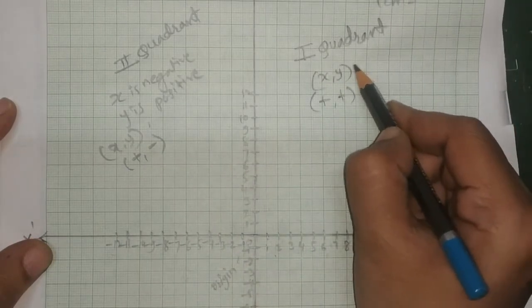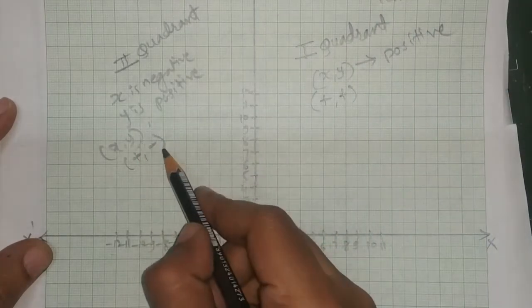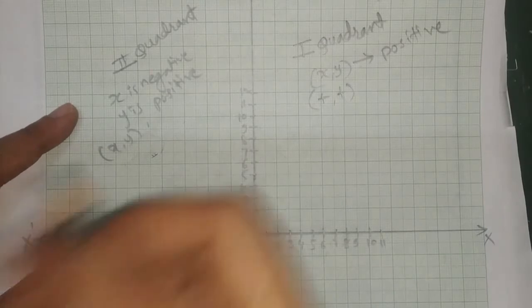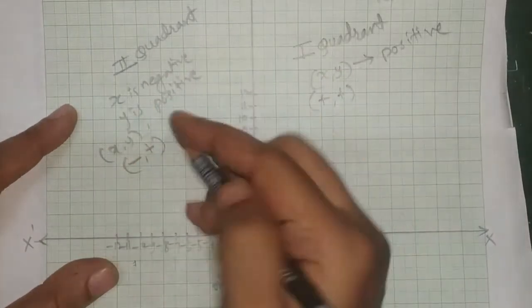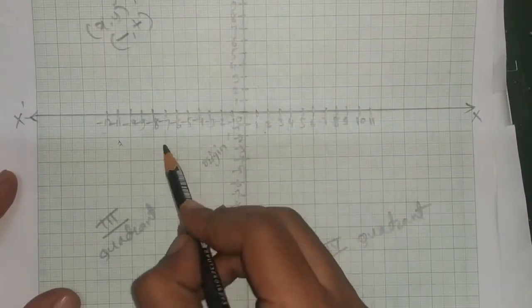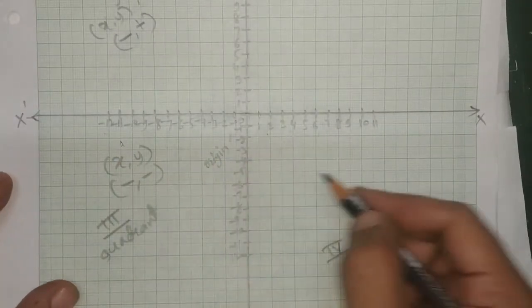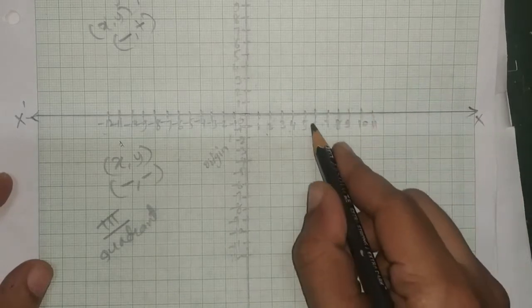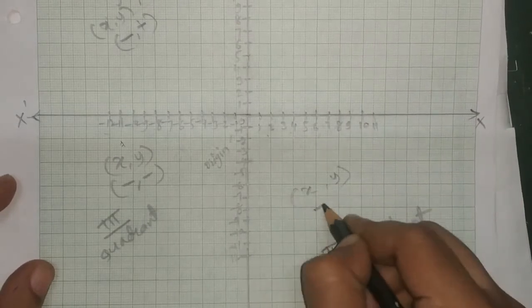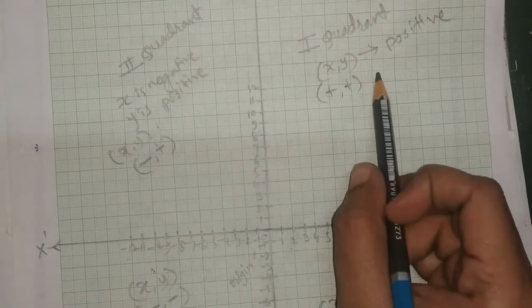Here in the first quadrant both are positive, and in the second quadrant x is negative, y is positive. In the third quadrant, x as well as y are both negative, so the x comma y signs will be minus. And in the fourth quadrant, we have x positive and y negative.